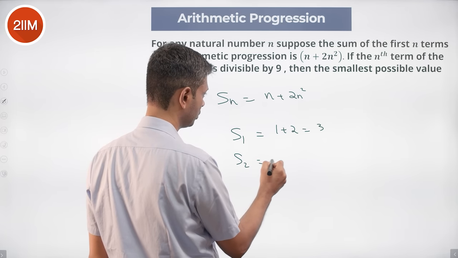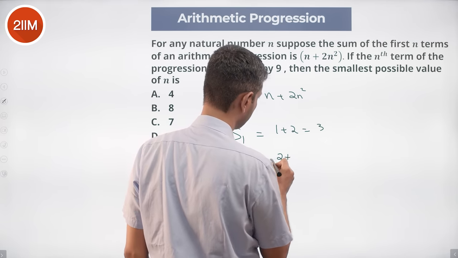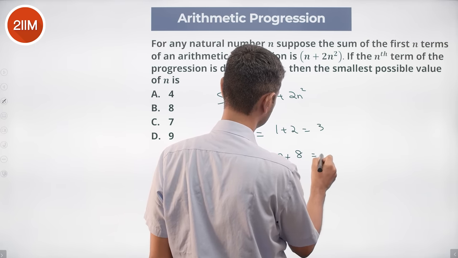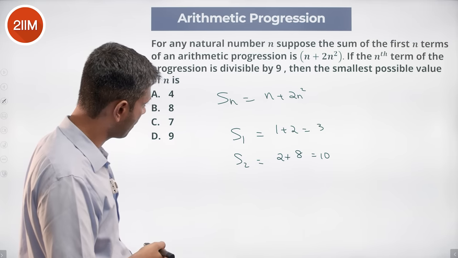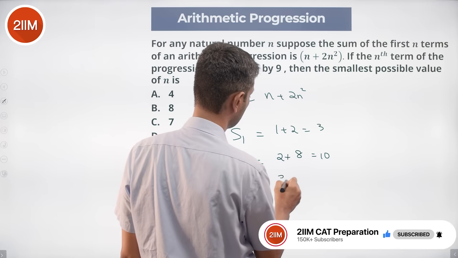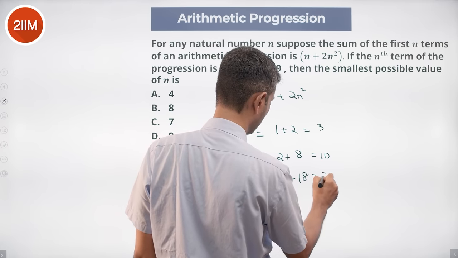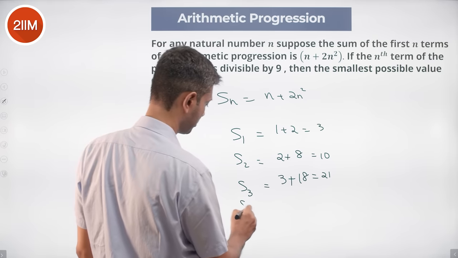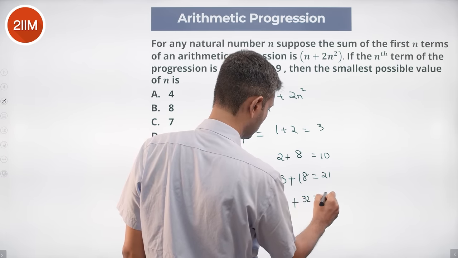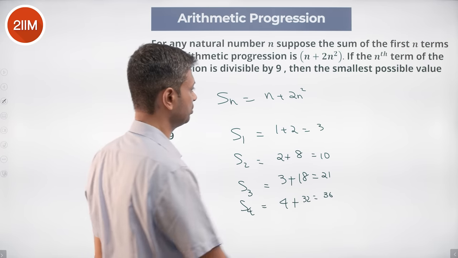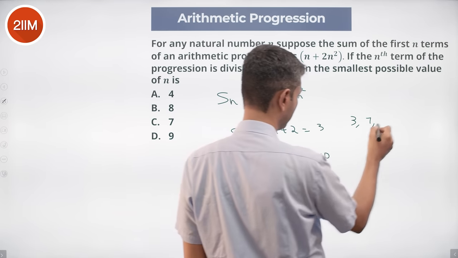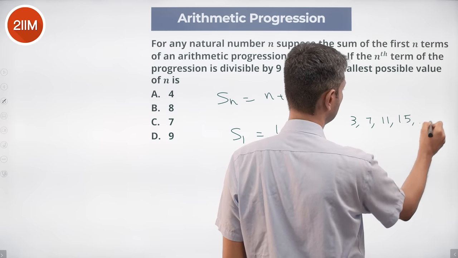And sum up to two terms. 2 plus 2 into 2 is 4, 4 into 2 is 8, 2 plus 8 is 10. Sum up to three terms. 3 plus 2 into 9 is 18, this is 21. Sum up to 4 terms is 4 plus 2 into 16 is 32, this is 36. Or the first term is 3, second term is 10 minus 3 is 7, third term is 21 minus 10 is 11, fourth term is 15, and so on.